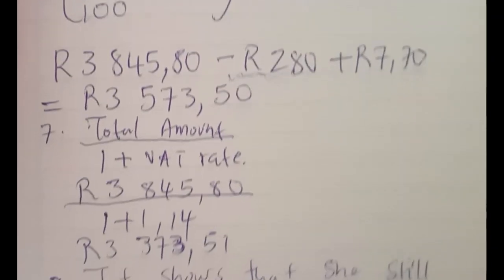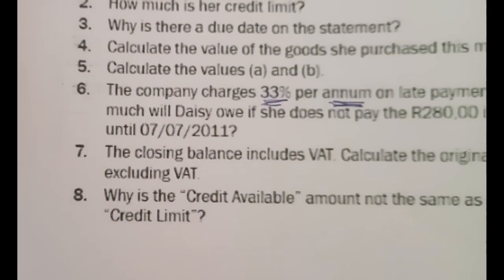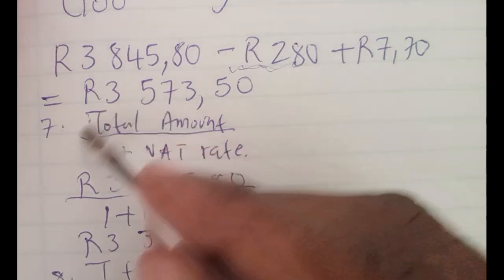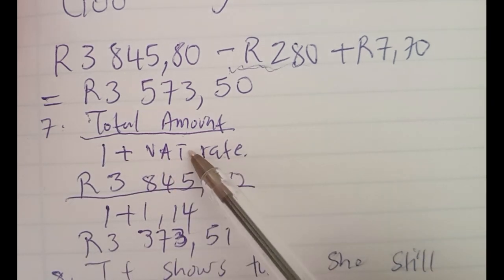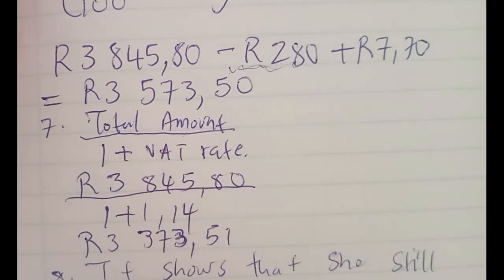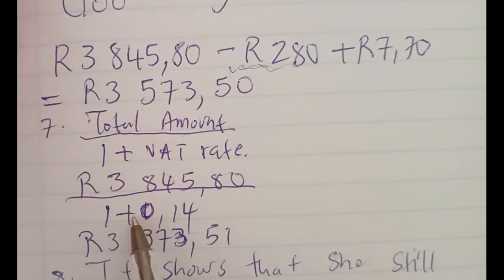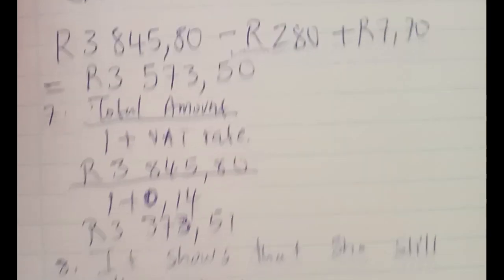So for number 7, we have to calculate. It says the closing balance includes VAT. Calculate the original amount excluding VAT. For us to calculate the money that excludes VAT, we will have to use this formula: total amount over 1 plus VAT rate. We all know that VAT rate is 14%, which is 0.14 in decimals. So I'll say 1 plus 0.14. This is why I wrote this. When you divide these two, you'll get this amount. So this is the amount that we are looking for. So that was simple.